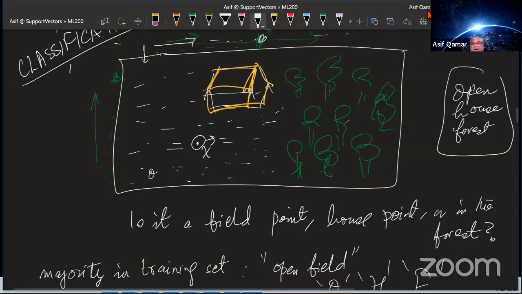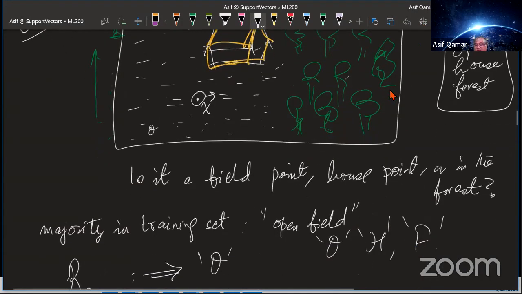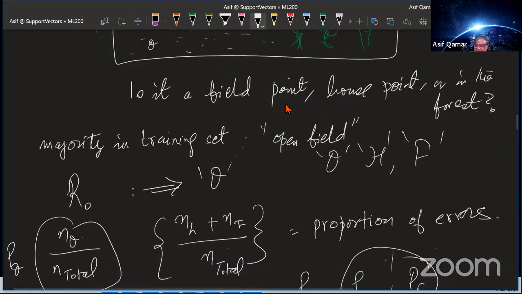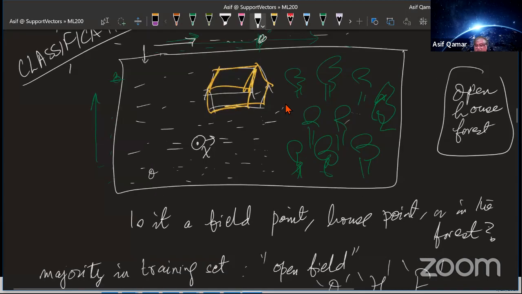So if I were to ask you about any point before you split the regions, what is it? Your answer would be the majority. So you would declare every point to be an open field. Well, if you declare it to be the open field, you'll get it wrong here and you would get it wrong here. So you will have a lot of mistakes, isn't it? So you look at the proportion of mistakes. The proportion of points that are open would be the proportion of correct answers. The proportion of points that were actually trees would be errors, and house, that also would be errors.